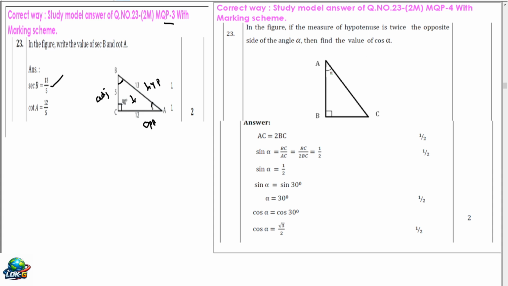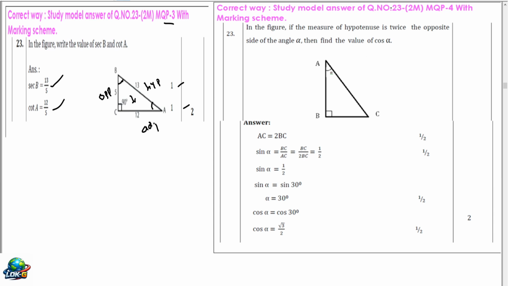Similarly, cot A. Observe here. When you take A, what will be opposite now? Opposite changes now. BC becomes opposite, and this one will be adjacent. What is cot A? Cot A is adjacent upon opposite, which is 12 by 5. For each you will get 1 mark. Definite question, my dear students.